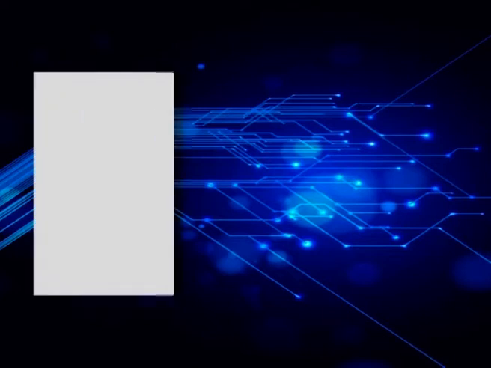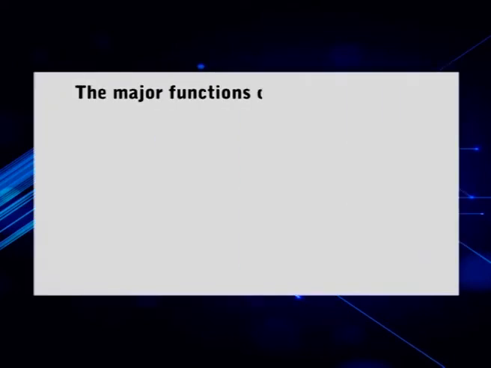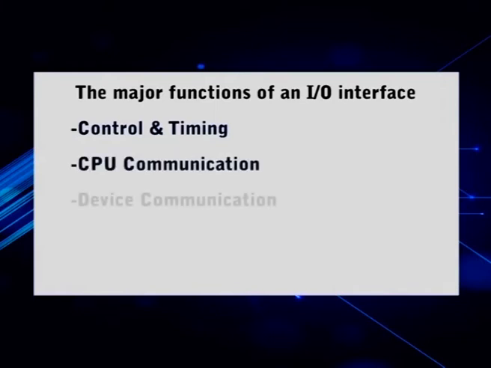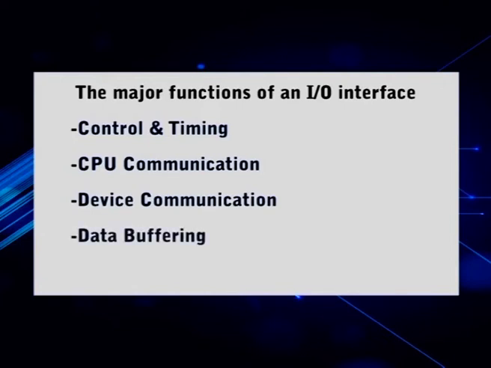Now, let us see what are the major functions of an input-output interface. Number 1 is control and timing, number 2 CPU communication, number 3 is device communication, number 4 is data buffering, number 5 is error detection. Let us understand these functions with the help of an example.